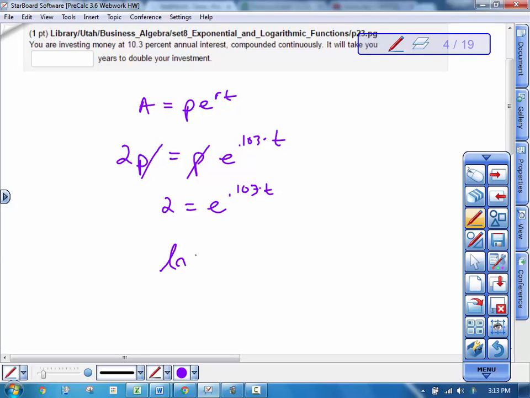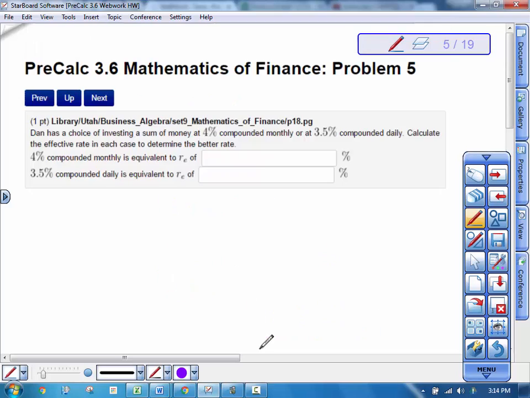And we can change it into log form. So log base e of 2 equals 0.103t. Divide both sides by 0.103, and you get this for t, which is 6.73 years, rounded to the nearest hundredth, and that worked.